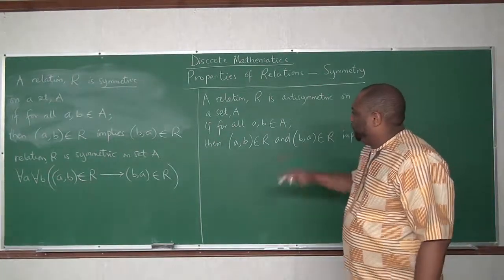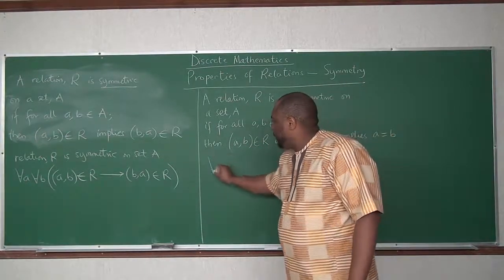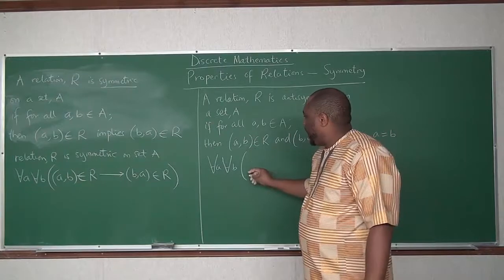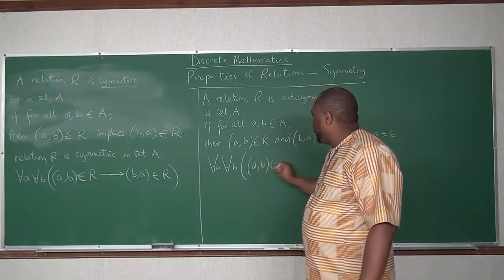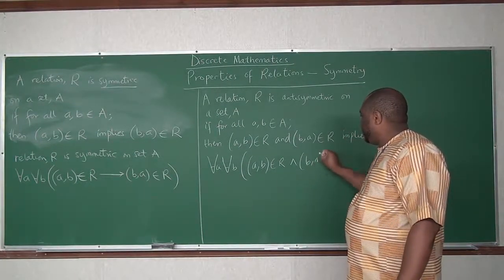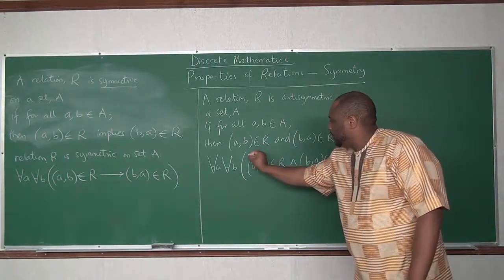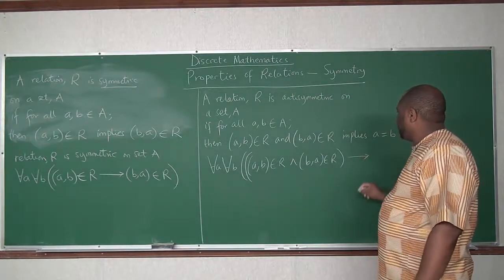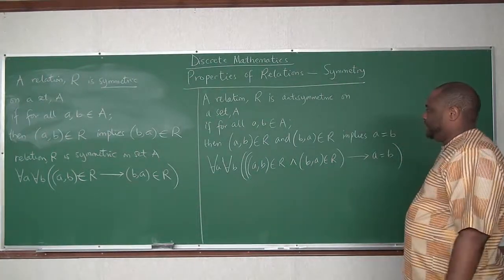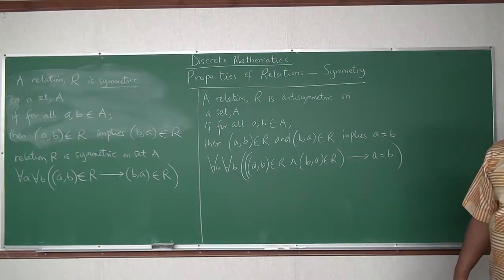So if we put it in predicate logic, we could say that for all A, for all B, we have that AB is an element of R and BA is an element of the relation R implies A is equal to B. So this is in predicate logic.